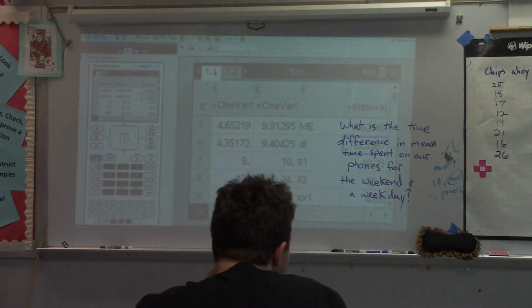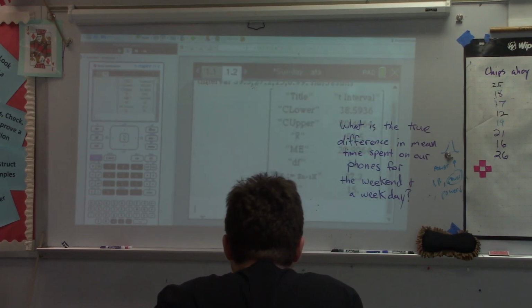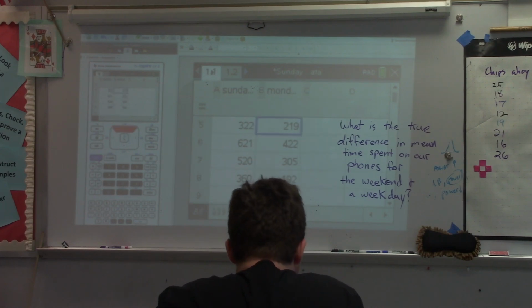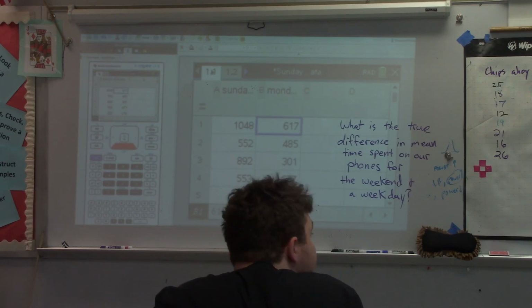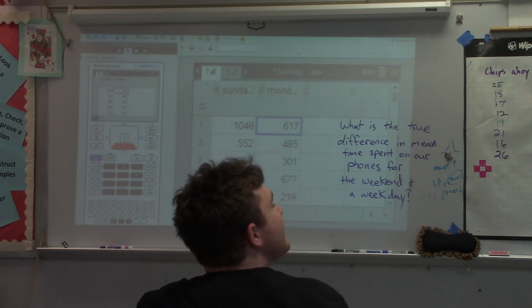Okay, so here's what I want us to do. Here's my Sunday screen time data. I only have 8 data points. I got mine and Miss Kowalski's and 6 more of you. The other three of y'all hate us, got it. 1,048, I'm curious who that is.